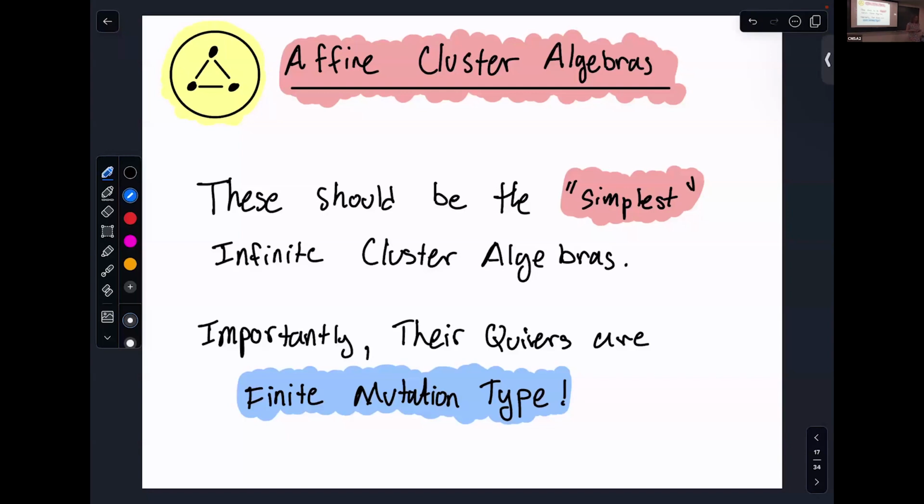One property that these things are going to have is that their quivers are going to be finite mutation type. That means the quiver itself is only mutation equivalent to finitely many other quivers, but the cluster algebra is still going to be infinite. So there's going to be infinitely many seeds and infinitely many cluster variables. So in other words, as you travel around, you see the same quivers over and over again, but you see them with new cluster variables.